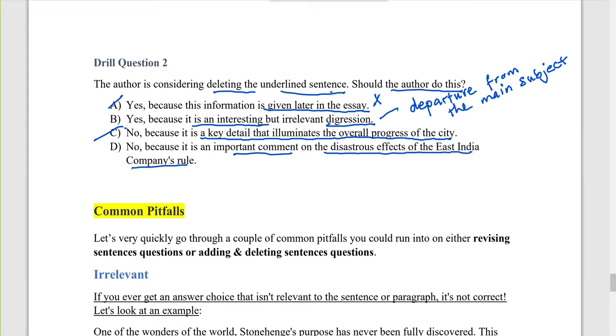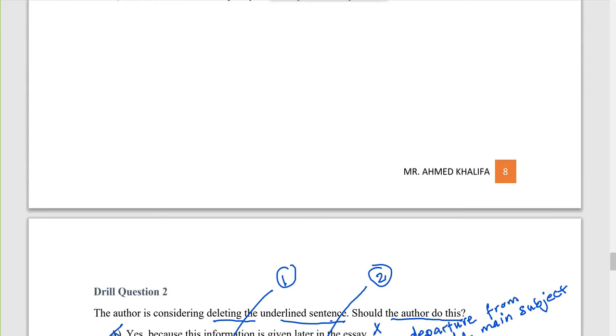And I think here, ya shabab, there is nothing to suggest that joining the island was a bad idea. There was nothing to suggest that, okay? So in that case, ya shabab, I'll go for B. And remember B: the first part, interesting. The second part, irrelevant digression. And let us see it here.